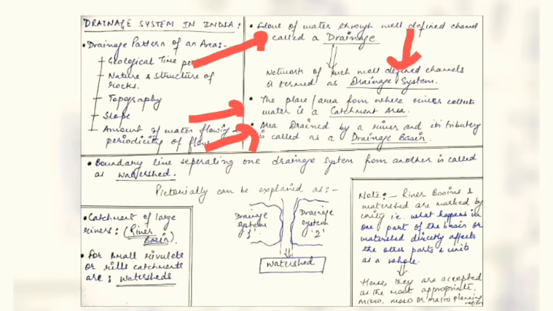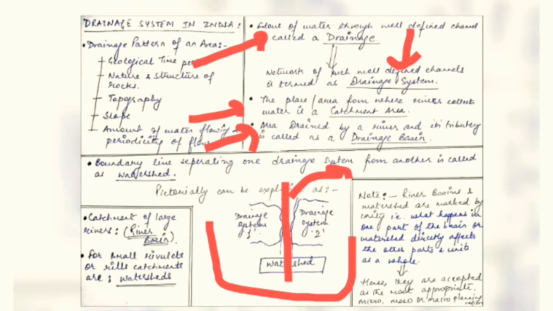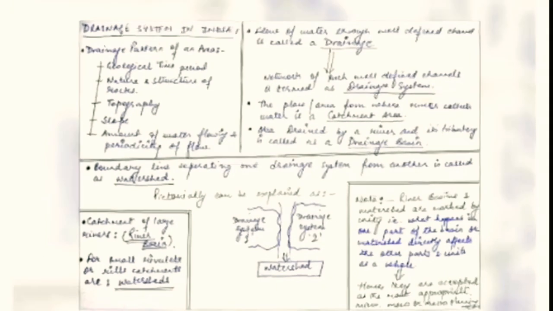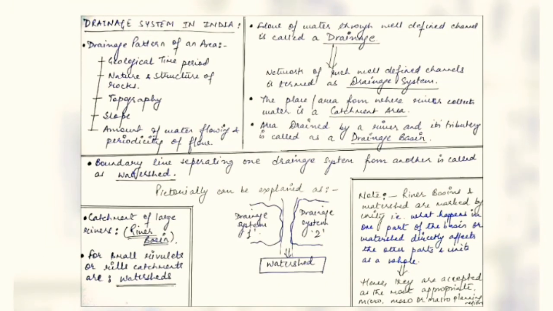What is a watershed? Now this is something very important. When there are two or more drainage systems, the divide between the drainage systems is termed as a watershed. And this watershed also helps as a catchment area for small rivers and rivulets. As you can see this point in the corner, it says for small rivulets and rills, the catchment areas are watersheds. That is, the small rivers could derive out of these catchment areas. And the catchment area of large rivers are known as river basins. So there is a difference between a catchment area and a watershed.